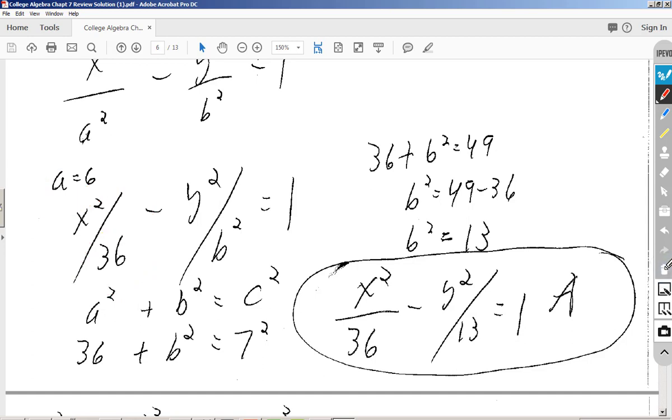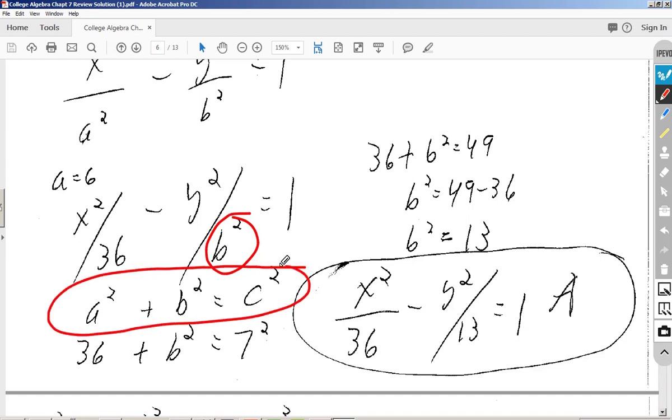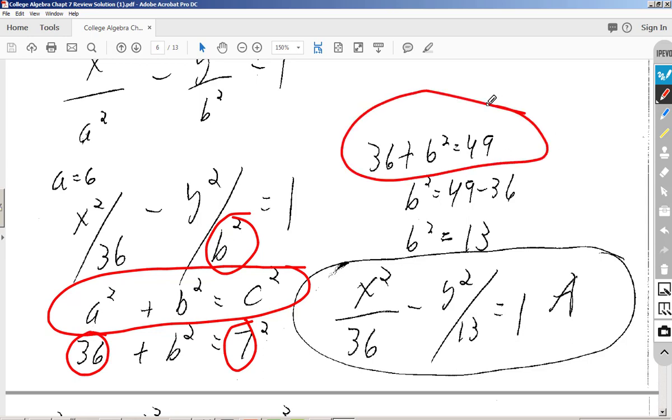Now to figure out what my b squared is, I'm going to have to use my foci formula. So a squared plus b squared all equals c squared. So we know that the c is 7, and my a squared is 36, or in other words, that is 6 squared. So solving that out, I got 36 plus b squared equals 49. I subtract those two, I get 49 minus 36 is going to equal 13. So there's my b squared, which is equal to 13.